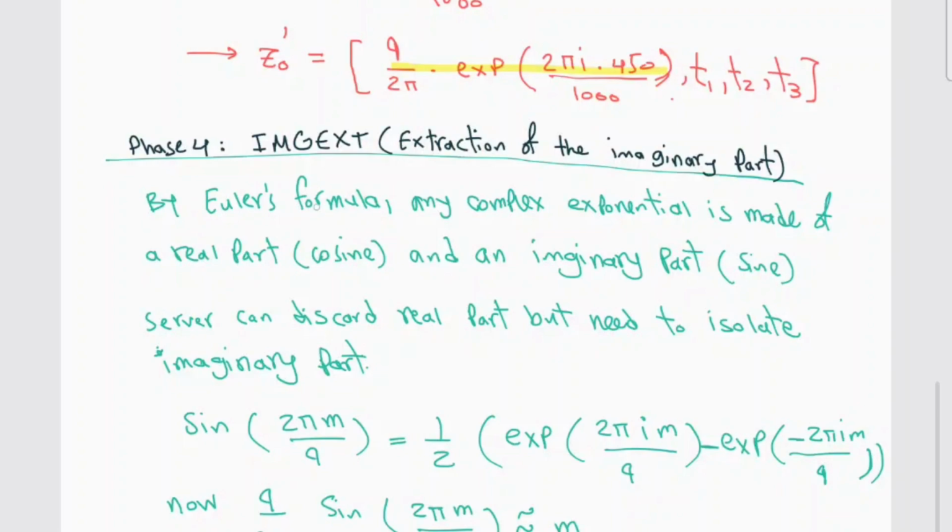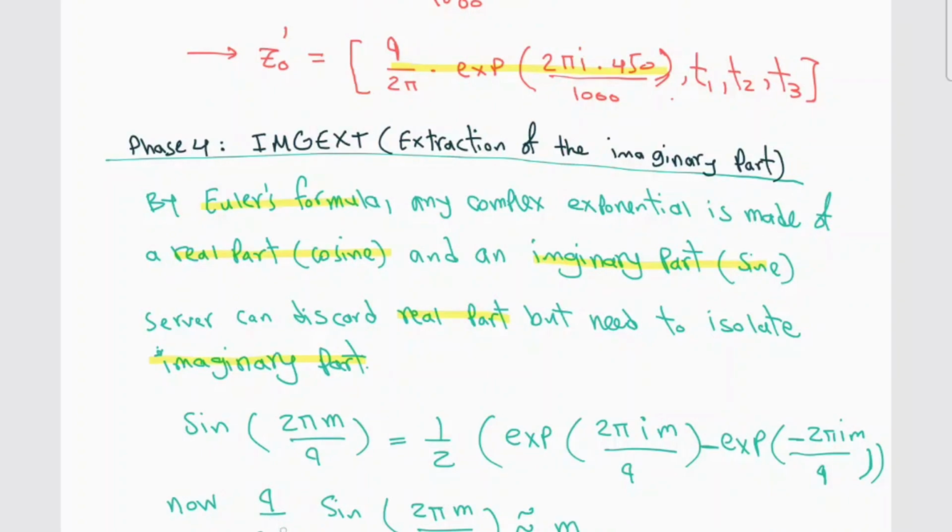Euler's formula says that any complex exponential is made of two parts. The first part is a cosine, and the second part is an imaginary part. So the server can actually discard the real part and only keep and isolate the imaginary part. The imaginary part is the sine of 2 pi m divided by q. This is the equation, which is equal to this equation on the right side, but don't worry about that.